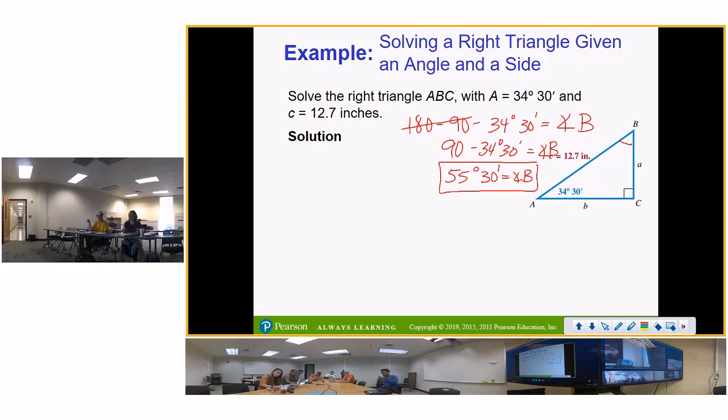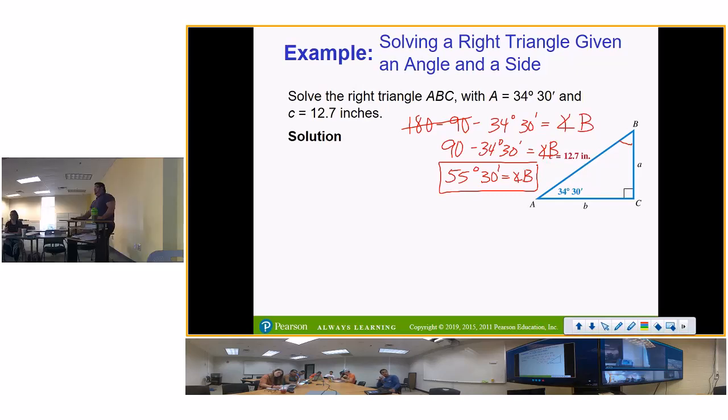If we wrote that as 55.5 degrees, would you be okay with that? It would be 55.5. Yeah. Remember, I don't care about that unless the directions specify. If the directions don't specify, I care less. Now, I do like it in degrees, minutes, and seconds because that's real world.